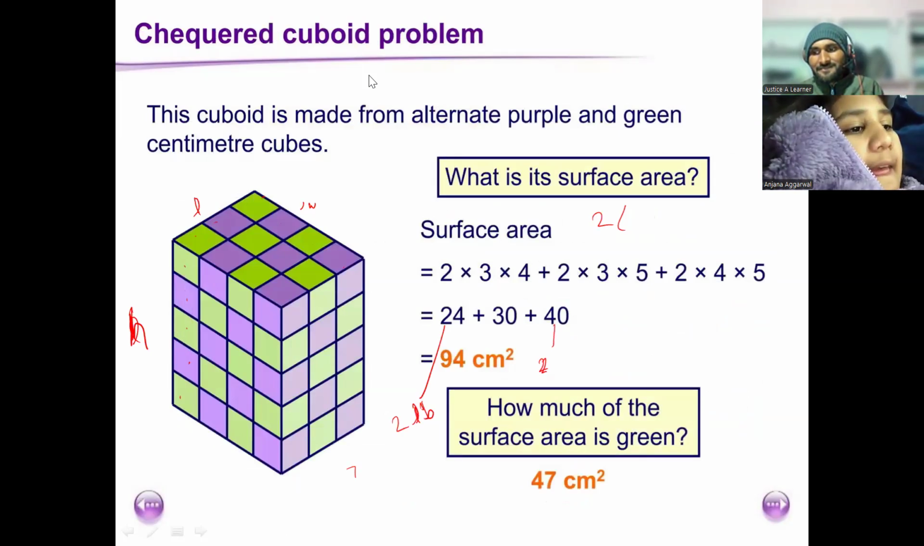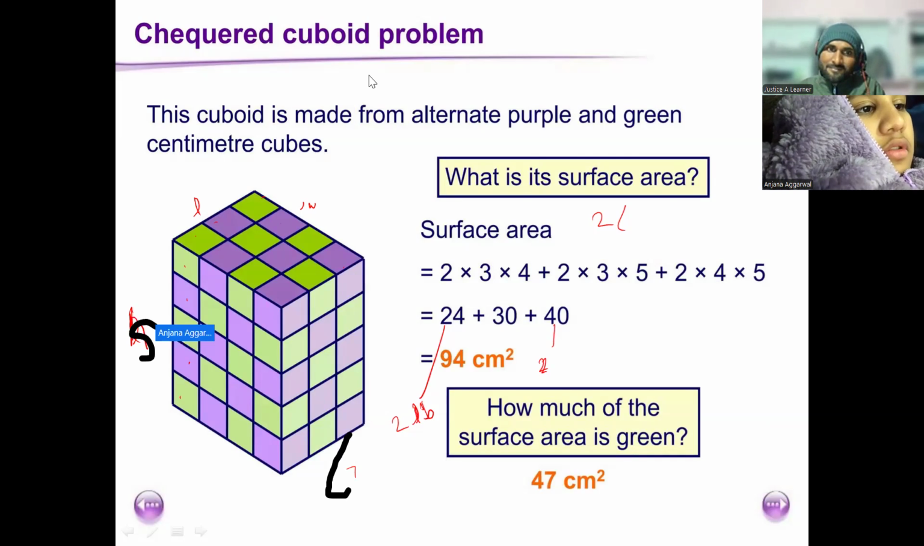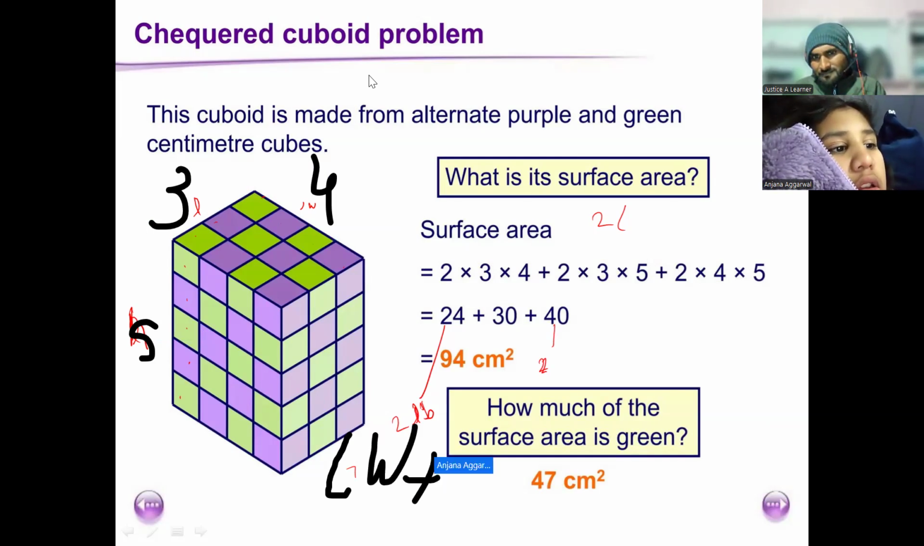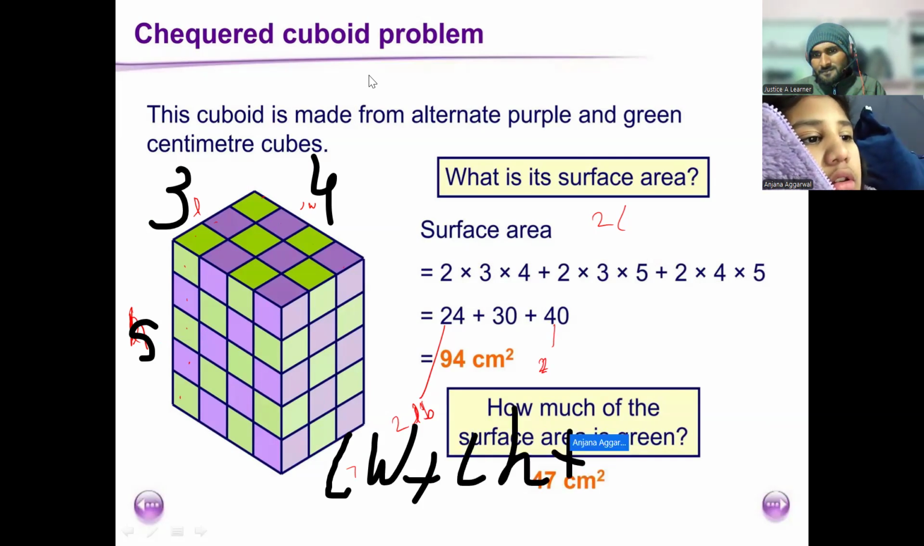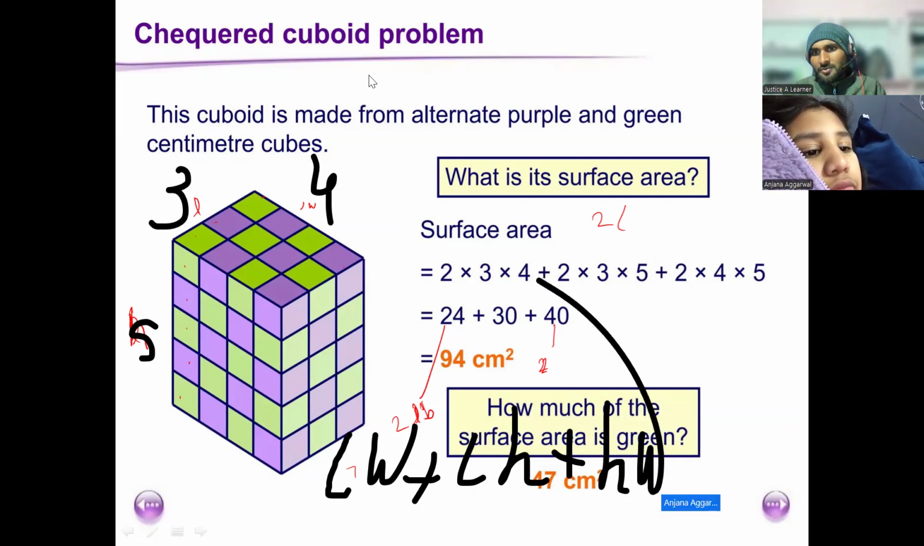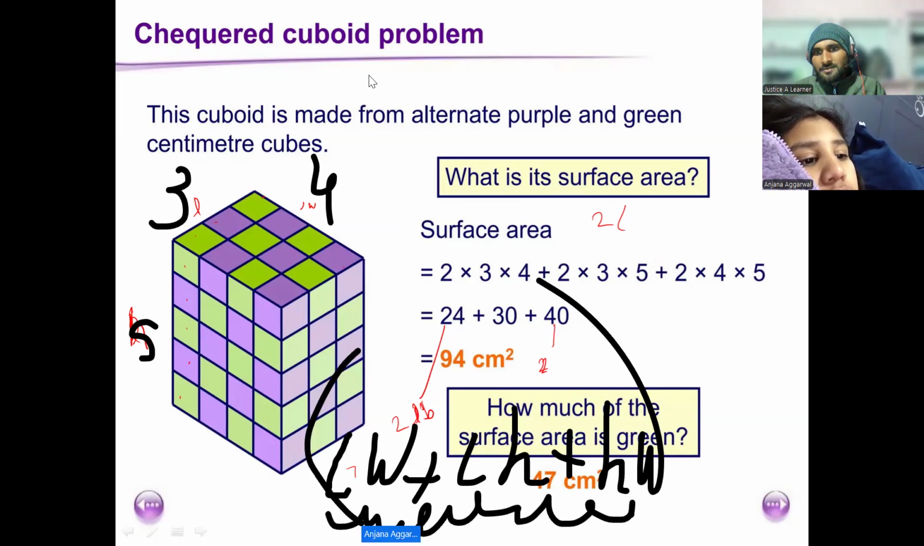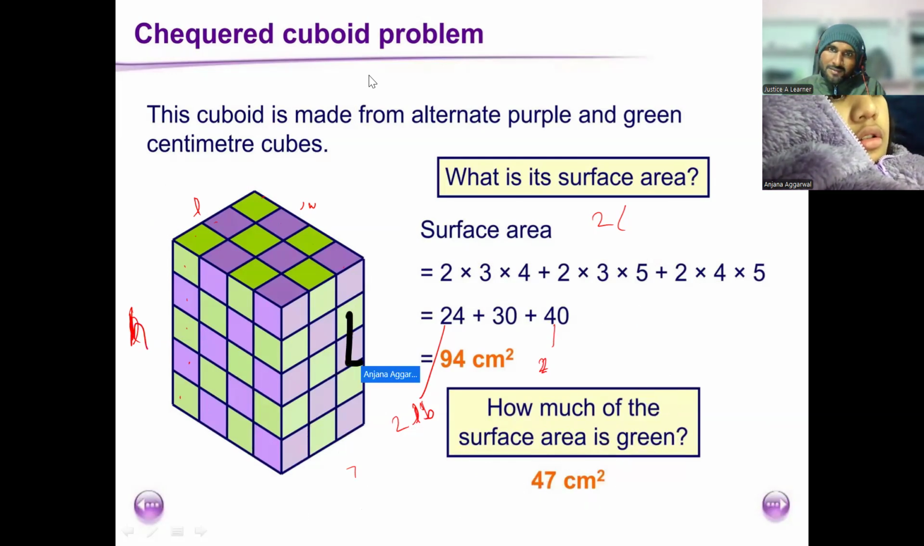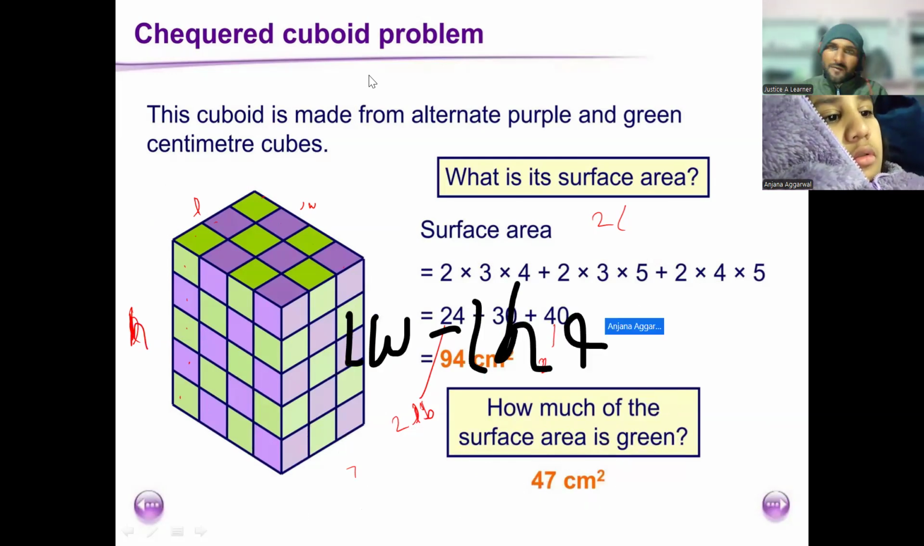So L and W, plus L and H, plus H and W. And now add a common two. Yes. Great, wonderful.